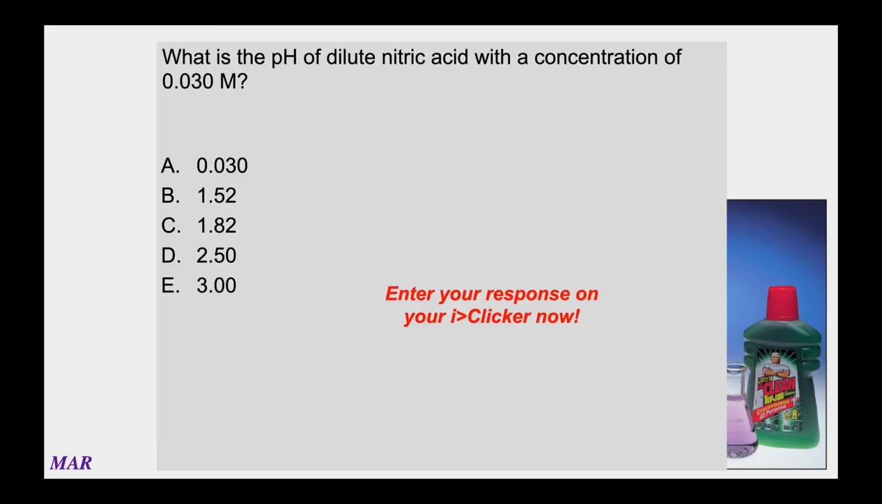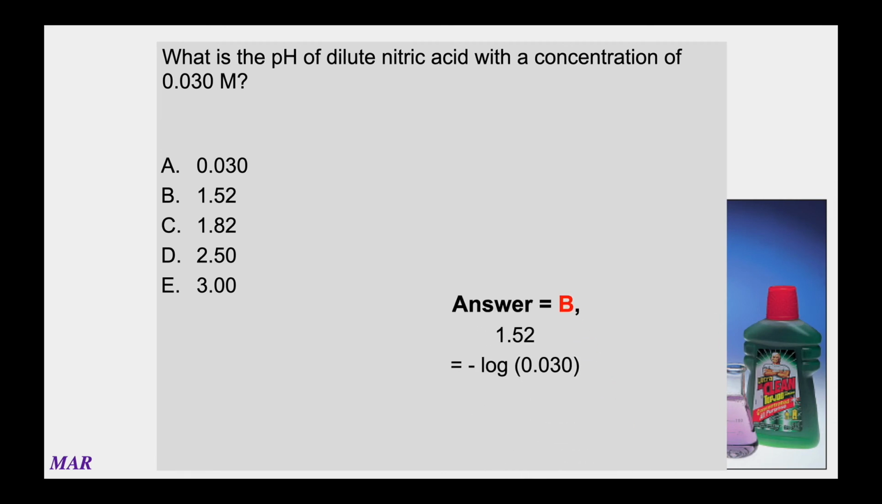What is the pH of dilute nitric acid with a concentration of 0.030 moles per liter? Now, the nitric acid concentration, 0.030, equals the concentration of H+. So if we wanted to find the pH of this solution, you would go minus log 0.030. And if you throw this in your calculator, it comes out to be 1.52. All right, so again, make sure you know how to do this log kind of thing.